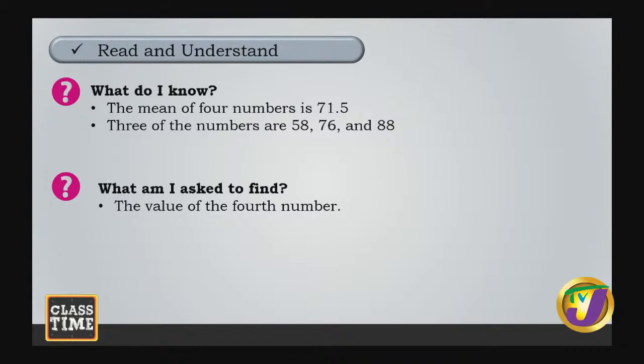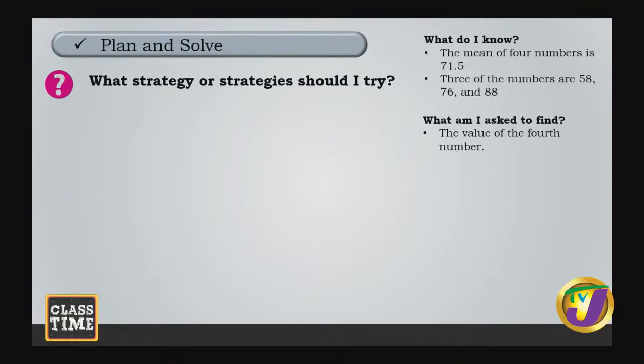Okay. I can work with that. Hold on. I also know what the mean is. So the mean would be the end product now. That gives me an idea for the problem solving strategy. What do I do to find the mean? Now, what strategy or strategies should I try?